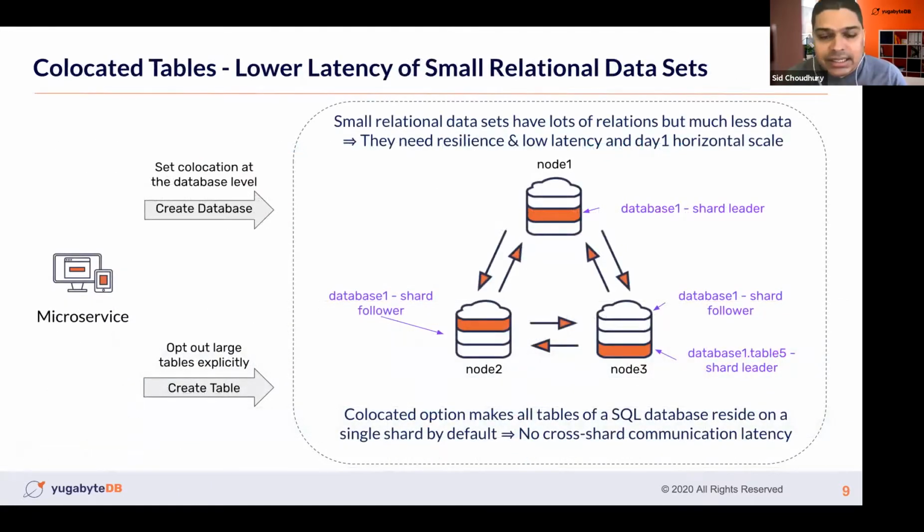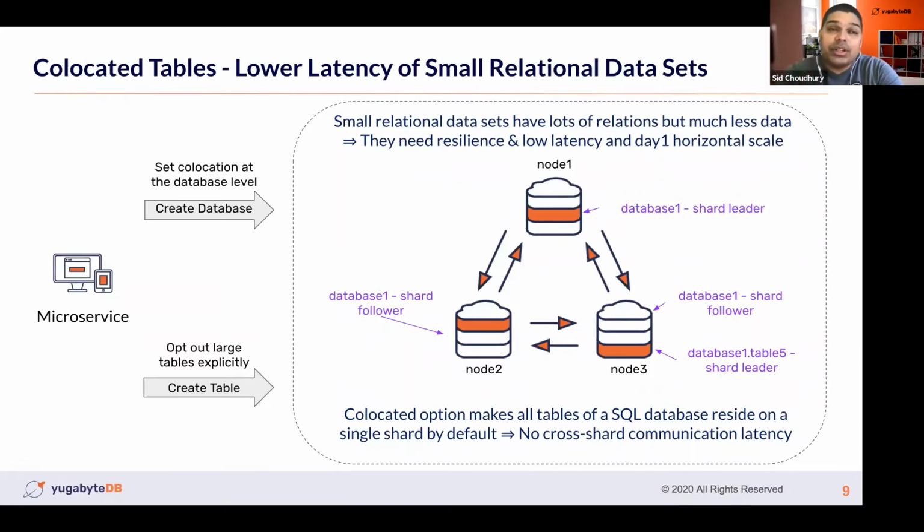Third big ticket item was about co-located tables. And this is all about how do we make the database provide a lower latency experience for smaller relational data sets. Smaller relational data sets can be, let's say the total data set is less than 1 terabyte in size. And there are lots of relational data sets that are less than 1 terabyte in size. So this becomes a very important problem.